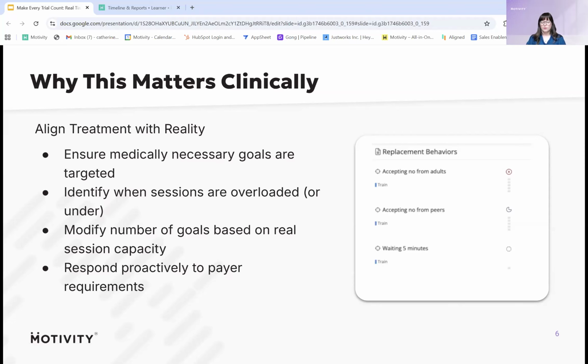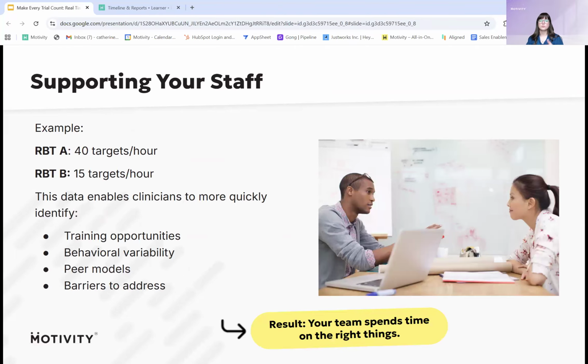One piece of data that I think is really helpful is how this also results in better supervision. It's not just better clinical decision making when it comes to the number of goals and things like that, but it also has a huge impact on how we look at and are able to support staff.